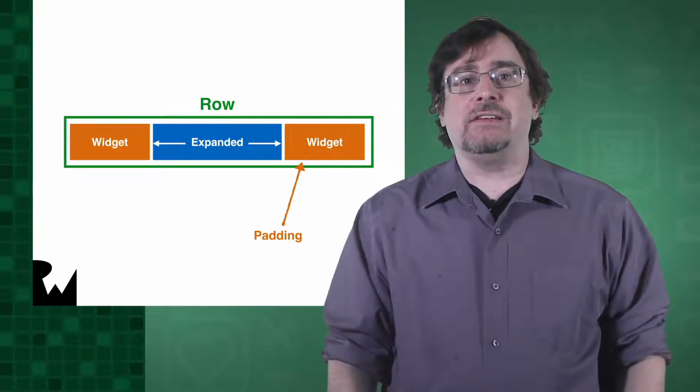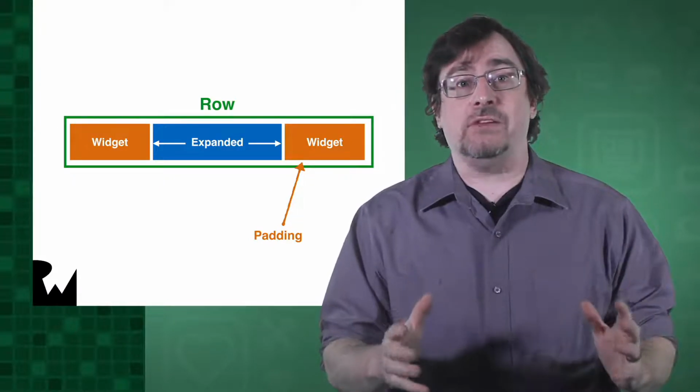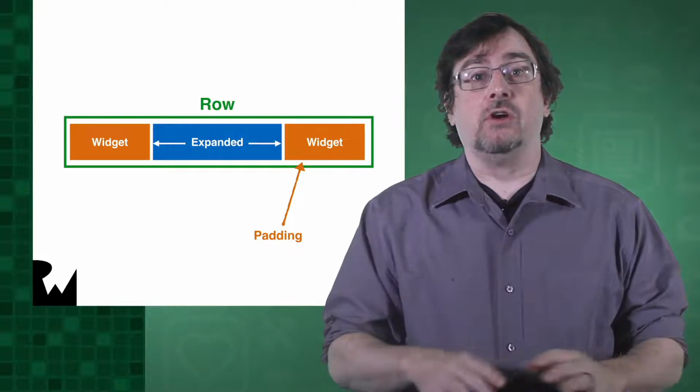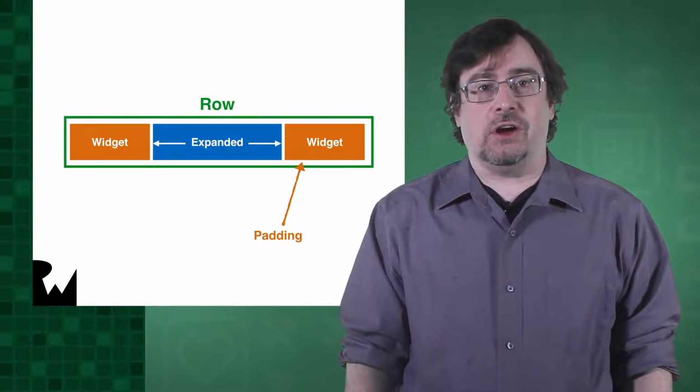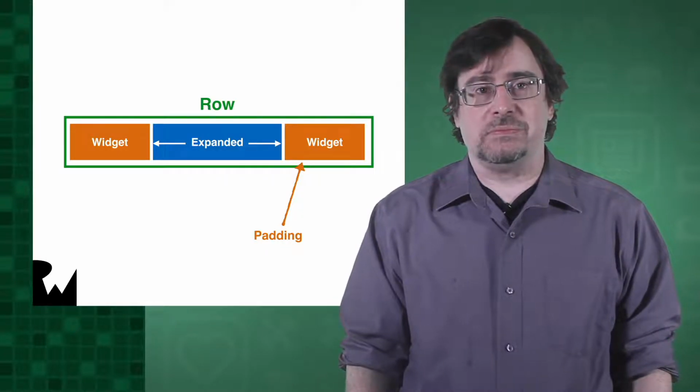As the name implies, these widgets are designed to fill up space. You simply take an existing widget, wrap it in a padding widget, then set the amount of padding with the edge insets object. Let's try this out now.